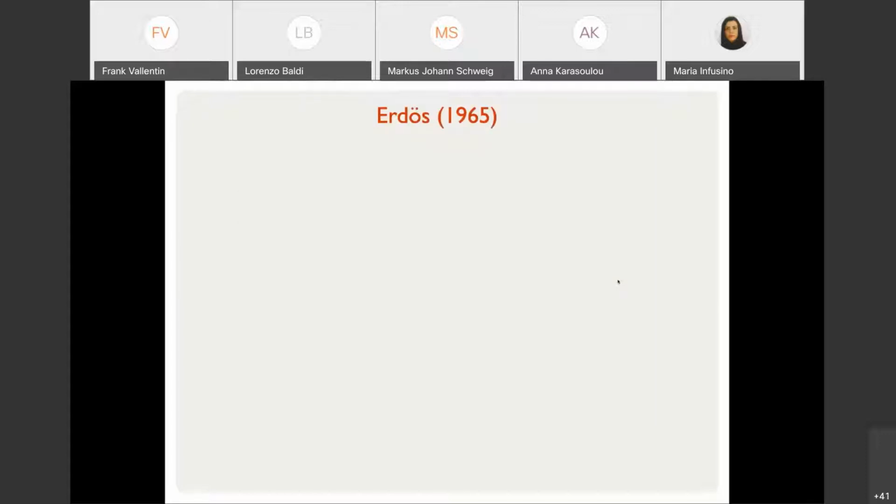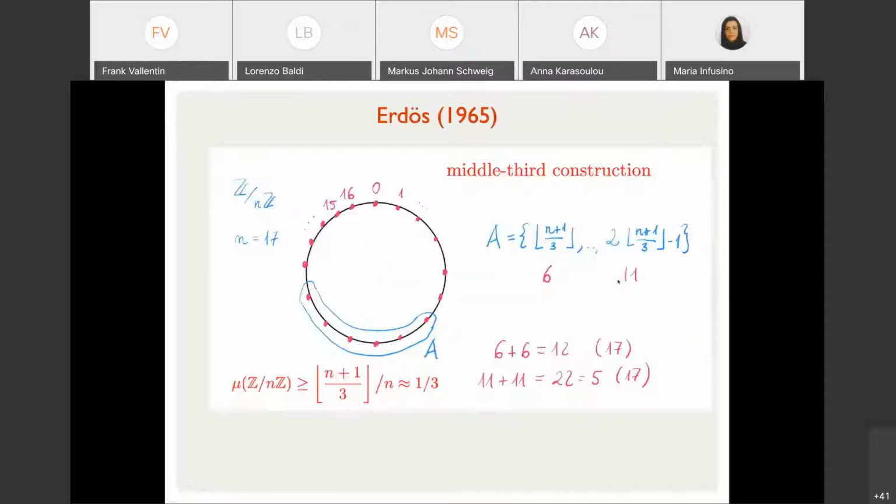Okay, so of course, all nice combinatorial problems go back to Erdős, and this problem goes back to Erdős in 1965. For example, he made some progress on this problem. And he discussed, for example, the cyclic group, Z mod nZ. And he showed by some middle third construction that the density of a product-free subset is at least a third, or roughly a third. So let's discuss this problem, just in order to understand the original problem a bit better.